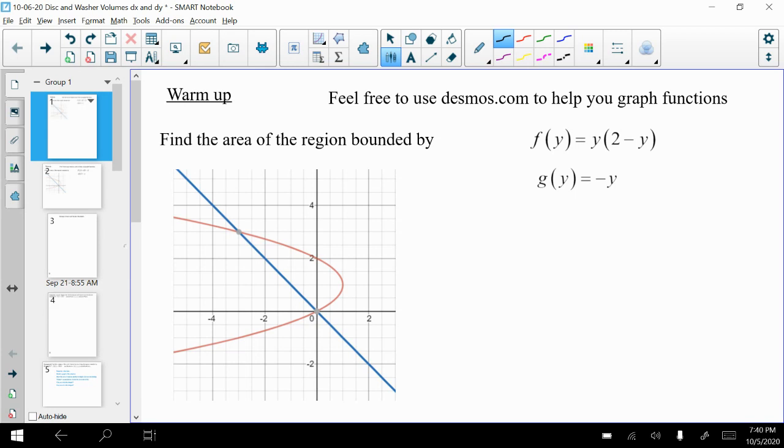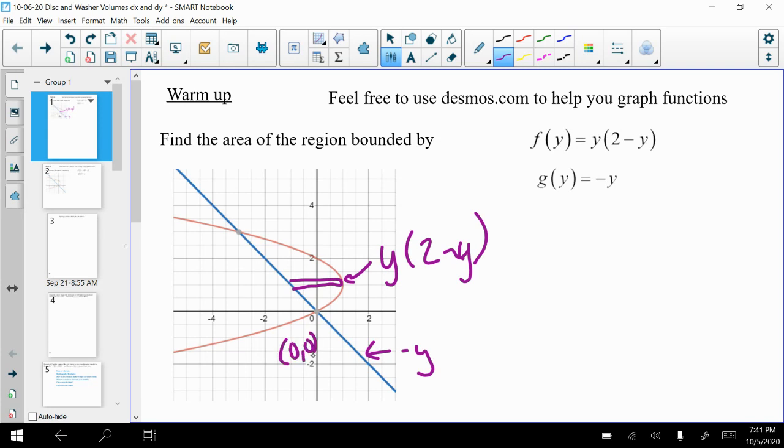Okay, so here we are. Here's my little dy rectangle. The top of my rectangle is this function over here, which is my sideways quadratic, so that's y times (2 minus y) squared. And then this line is just negative y. So I need to integrate.